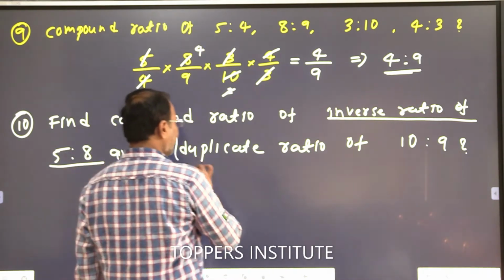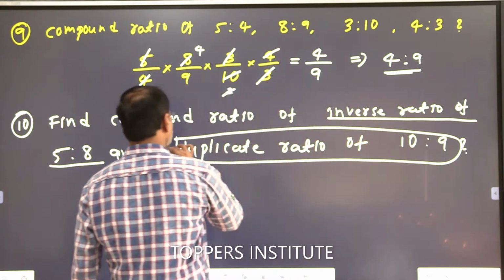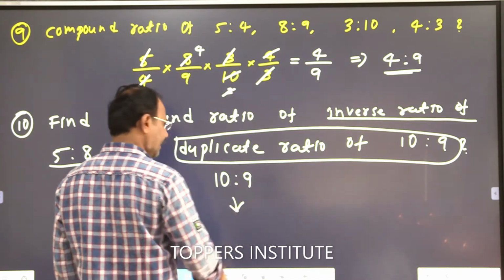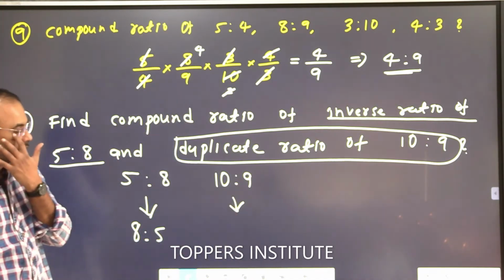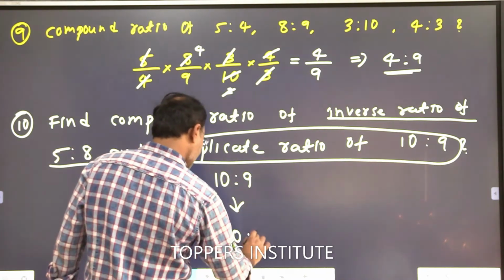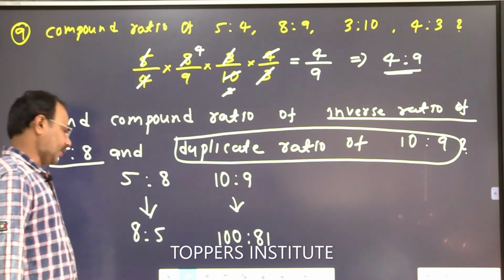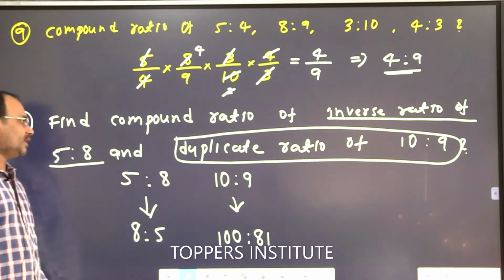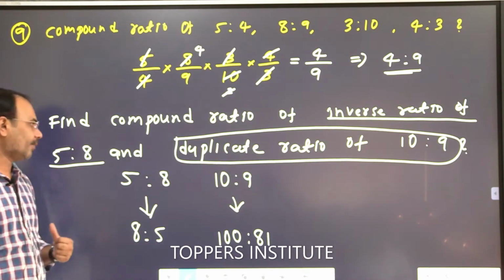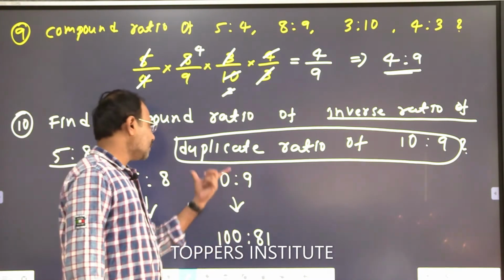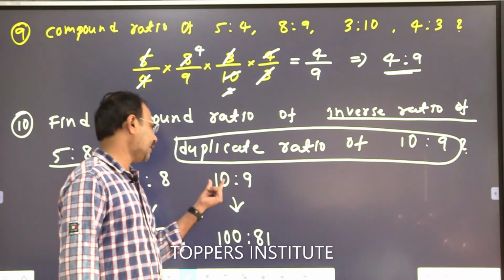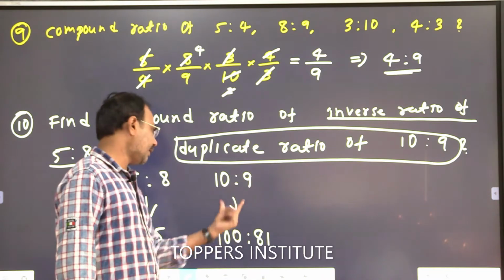And now we find the duplicate ratio of 10:9. Duplicate means square, triplicate means cube. Then 10 square is 100, 9 square is 81. So 100:81. Once again, 8:5 is the inverse ratio of 5:8, and 100:81 is the duplicate ratio of 10:9. Duplicate means square: 10 square is 100, 9 square is 81.